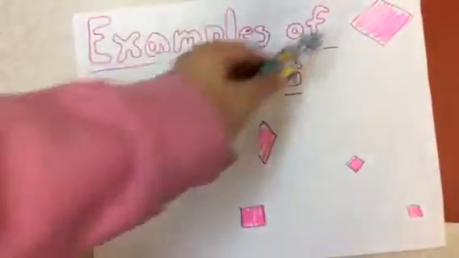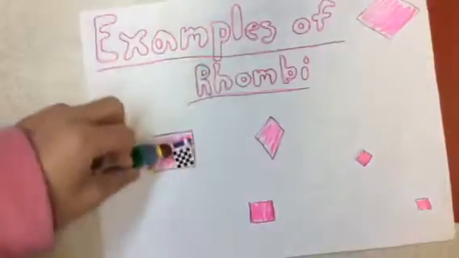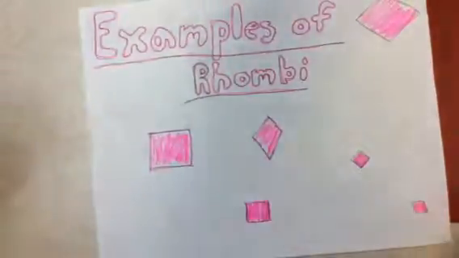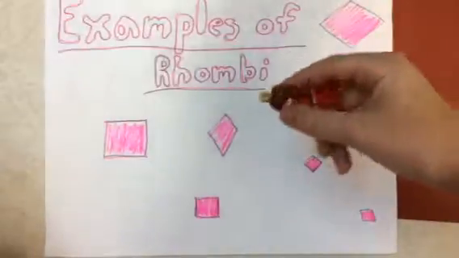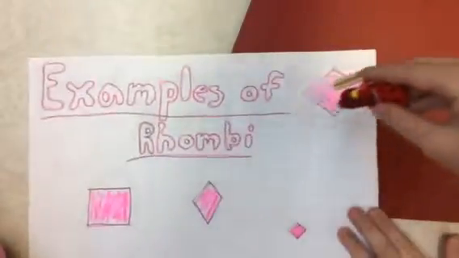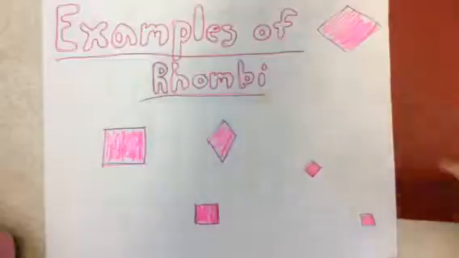Examples of rhombi. A square, a square, a square, a square, a square, and then there's a little one down here. And it does not have to be a rhombus going this way. It can go up and down too.